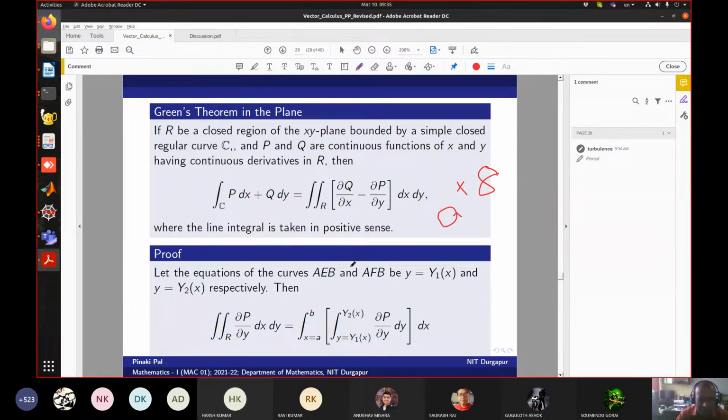So here I have discussed a proof of this theorem. You can have a look at it. This is quite simple. What is R?